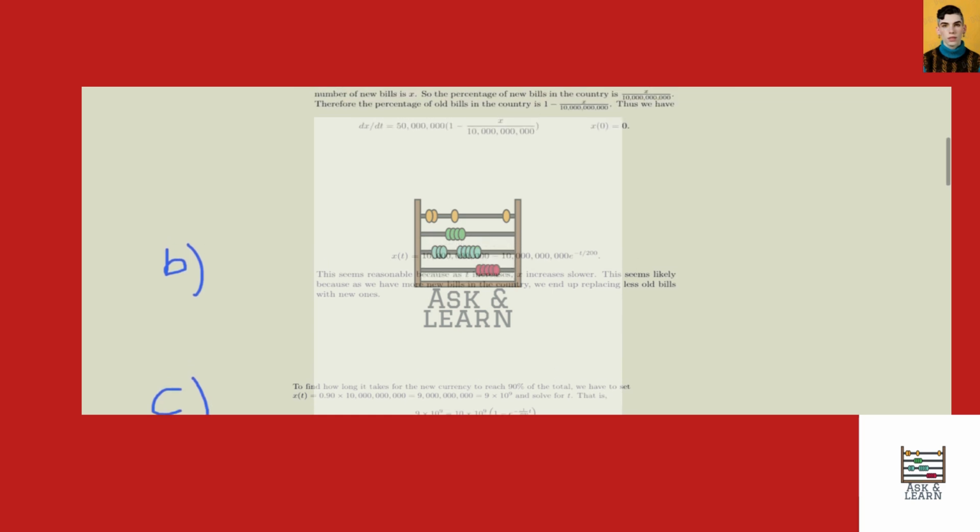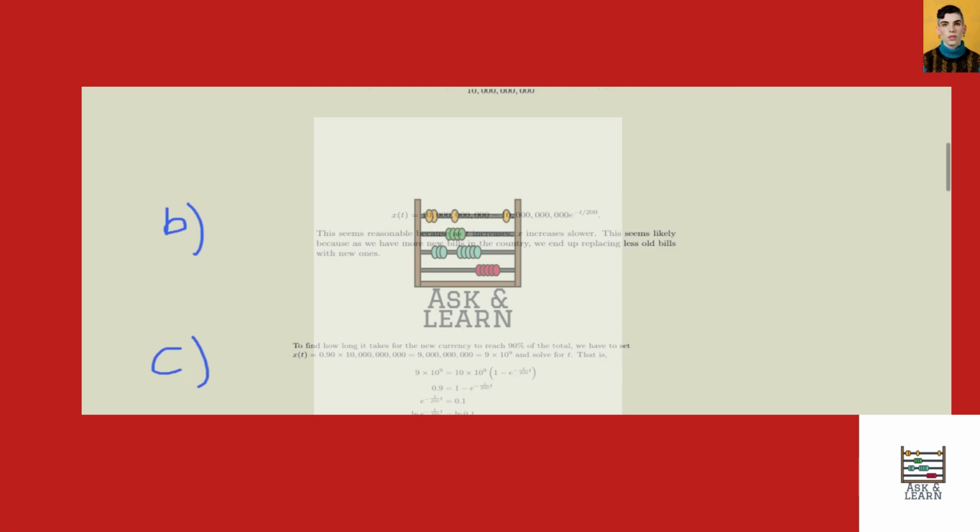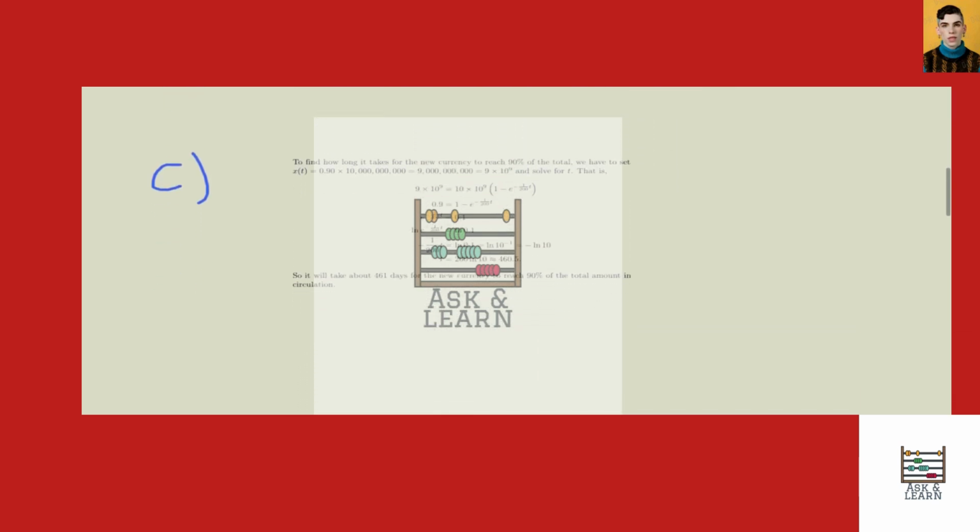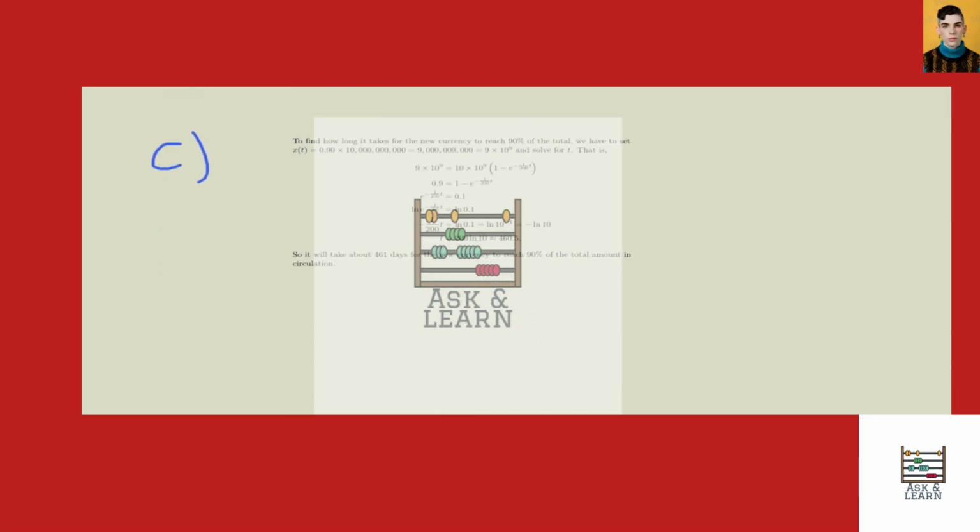So this seems reasonable because as t increases, x increases slower. This seems likely because as we have more new bills in the country, we end up replacing fewer old bills with new ones. And then moving on to C, to find how long it takes new currency to reach 90% of the total, we have to set x of t equal to 0.9 times 10 billion, which would equal 9 billion, and solve for t that way.